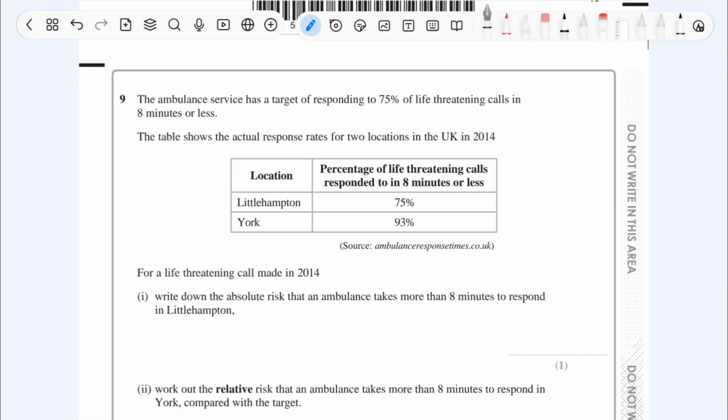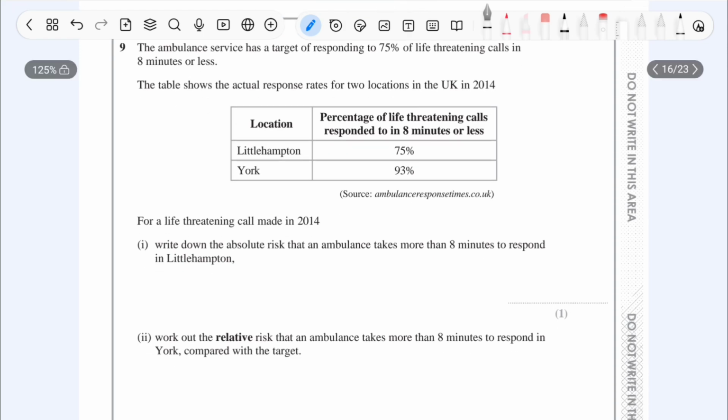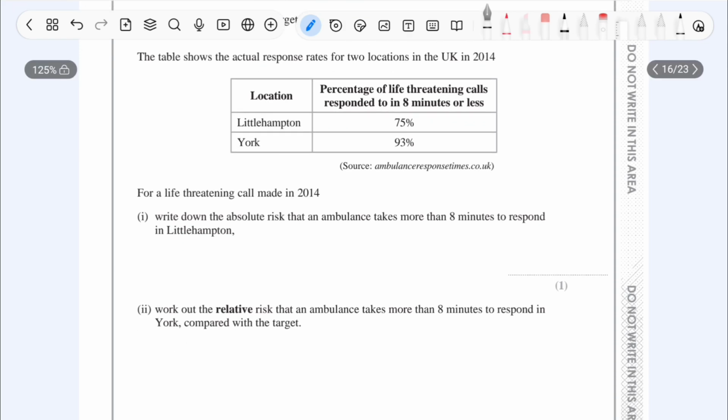The ambulance service has a target of responding to 75% of life-threatening calls in 8 minutes or less. The table shows the actual response rates for 2 locations in the UK in 2014. For a life-threatening call made in 2014, write down the absolute risk that an ambulance takes more than 8 minutes to respond in Littlehampton. Highlight the information we've been given. Littlehampton, and we need to find the probability, or the risk, it takes more than 8 minutes. So it is a percentage, so it's a probability in that sense.